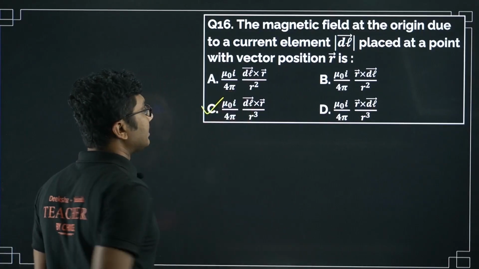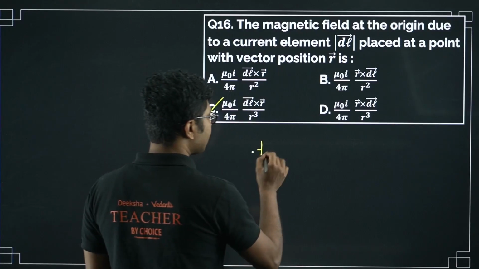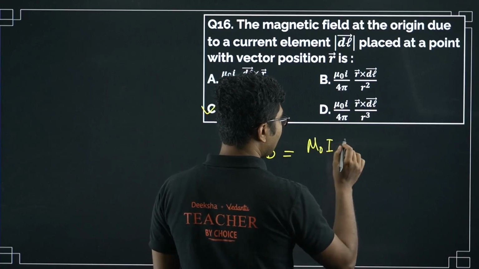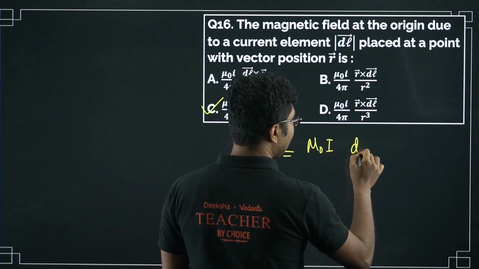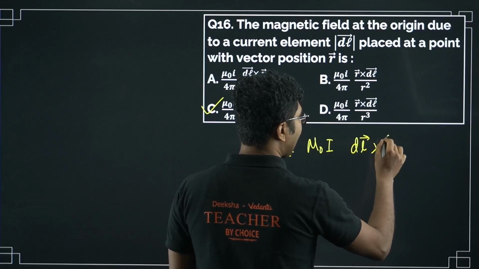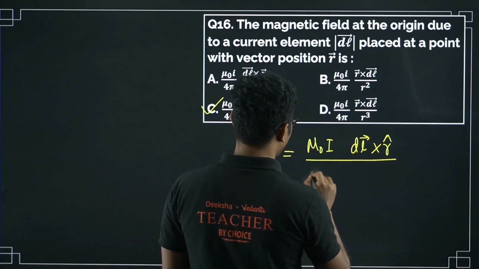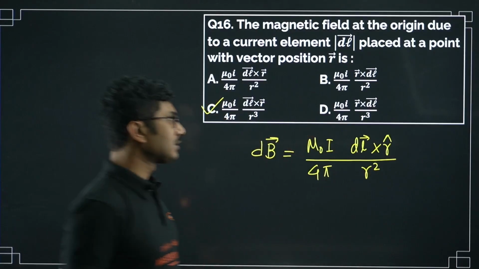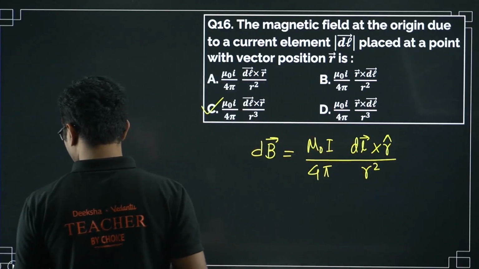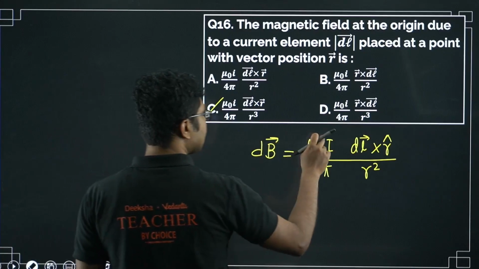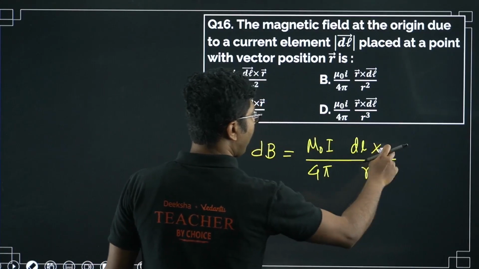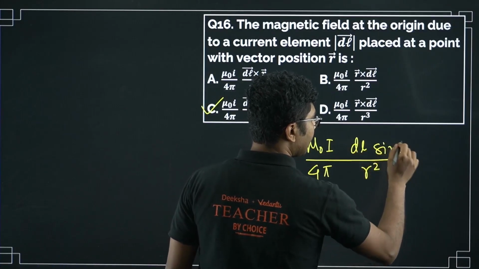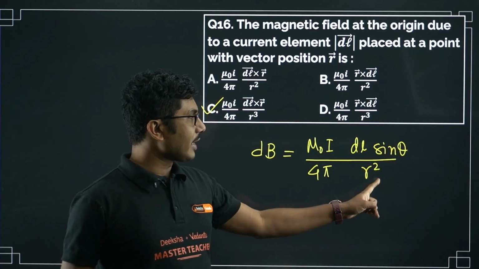So this is the thing you have to remember, that the Biot-Savart law says that the magnetic field is mu naught I dl cross r cap by 4 pi r square. In the Biot-Savart law, if you write it in the scalar form, then it was sine theta over here, right? So there was only one r square in the denominator.